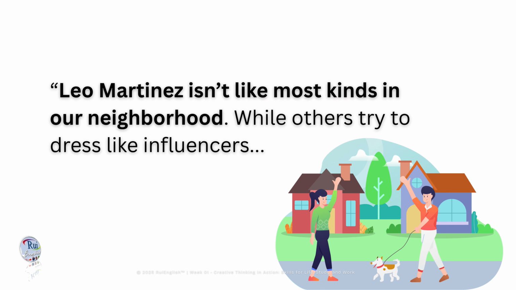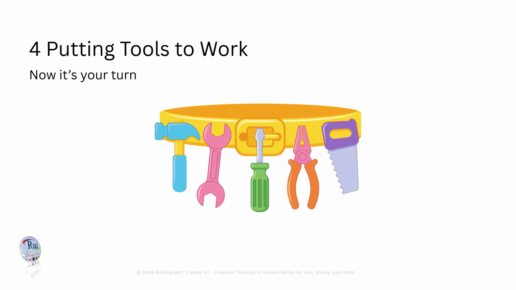Okay, let's break that down for a second. That very first sentence, "Leo Martinez isn't like most kids in our neighborhood." That's our topic sentence. It makes a big claim. And then what does the writer do immediately after? They hit us with a supporting statement, starting with "while," giving us instant proof through contrast. That is exactly the powerful structure we were talking about earlier.